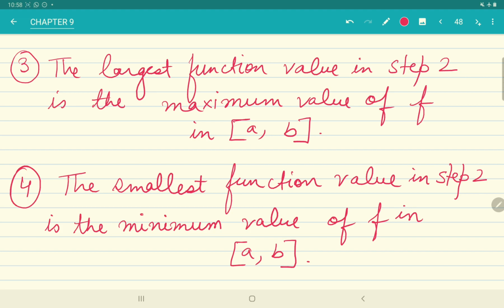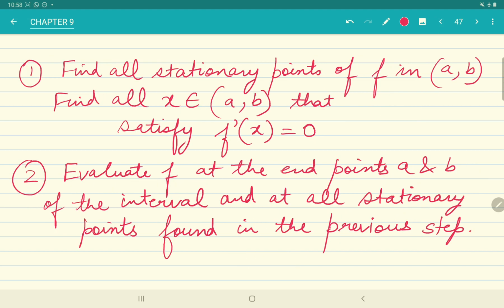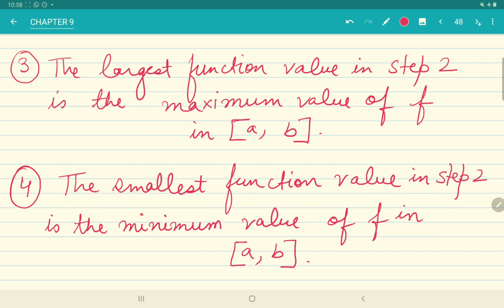So here we have evaluated f in step 2. What we do is we evaluate f at the endpoints A and B of the interval, and we also evaluate f at all stationary points. And in this case, the largest function value would be the maximum value of f in AB, and the smallest function value would be the minimum value of f in AB.